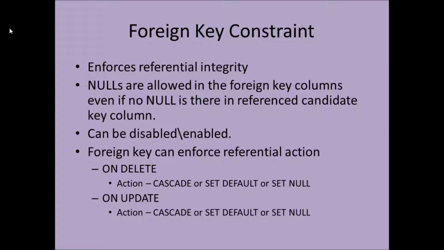For example, we have one employee table and one orders table. In the employee table, we have a primary key index created on employee ID. And in the orders table, we have an employee ID field. We create a foreign key constraint on employee ID of the orders table referencing employee ID of the employee table. It means only those employee ID values are allowed in the orders table which exist in the employee table. Second thing, null values are allowed in the referencing table even though the referenced table does not have any null value.